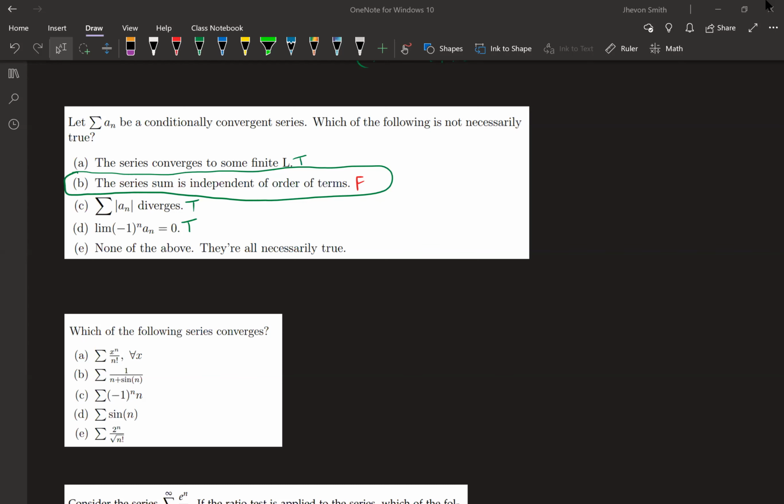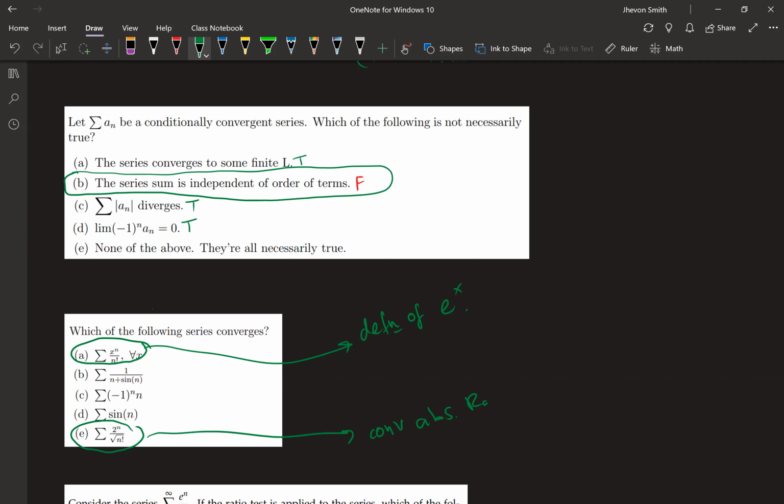There were actually two possible answers. A and E both converge. In fact, they both converge absolutely. This one here is literally the definition of e to the x. That's your Taylor series for e to the x. This one here actually converges absolutely. You can use the ratio test.